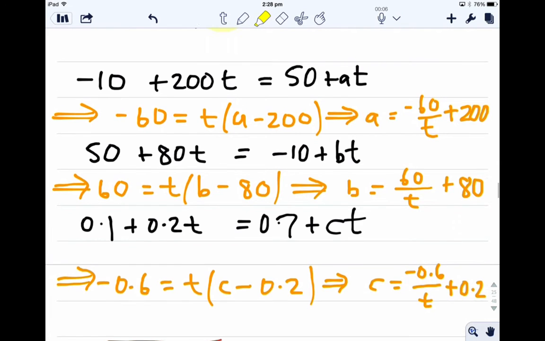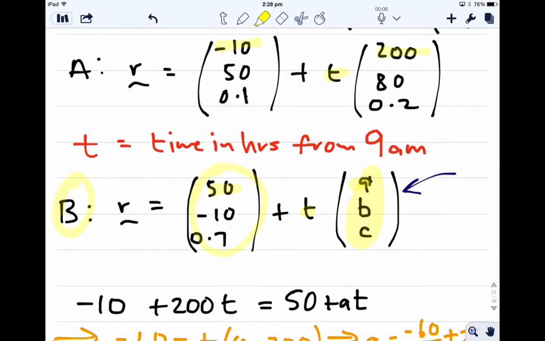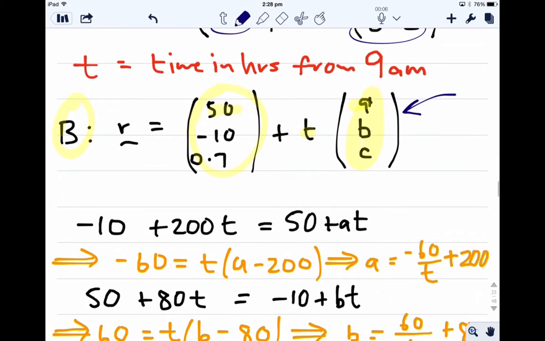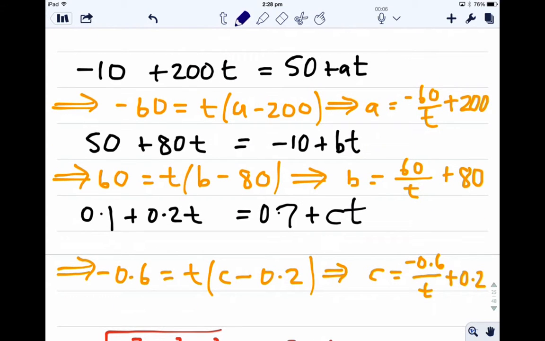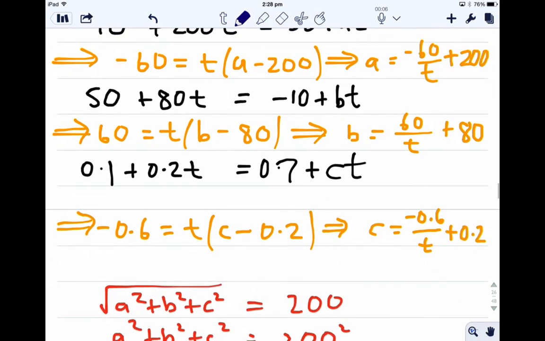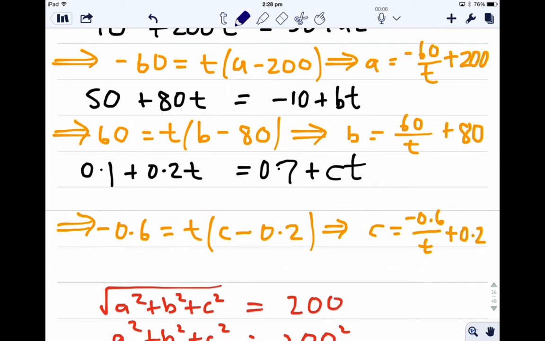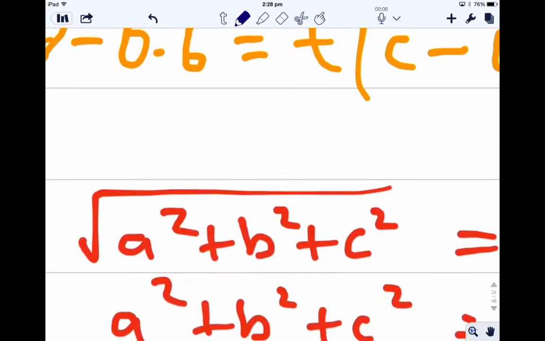For example, for the z-coordinates, 0.1 plus 0.2t is the z coordinate at any time for A, and for B we've got 0.7 plus c lots of t, that's the z coordinate at any time. That's how I've got that last equation, then I've rearranged them, so I've got expressions for a, b and c in terms of t. We know that the velocity of B is at maximum 200, so we're going to go as fast as possible. The speed is given by that expression there.